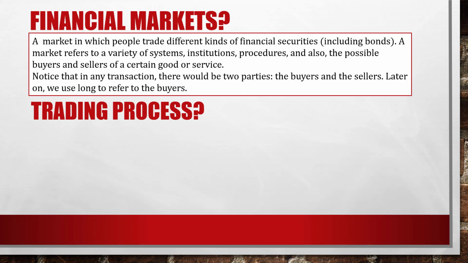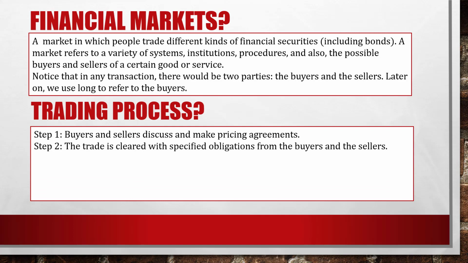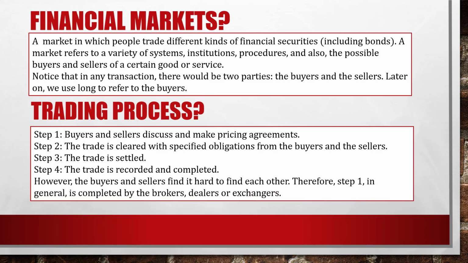In the financial market, the trading process is as follows. There are 4 steps. The first step, buyers and sellers discuss and make pricing agreements. Step 2, the trade is cleared with specified obligations from the buyers and the sellers. Step 3, the trade is settled. Step 4, the trade is recorded and completed. However, the buyers and sellers fight hard against each other. Therefore, step 1 in general is completed by the brokers, dealers, or exchangers.